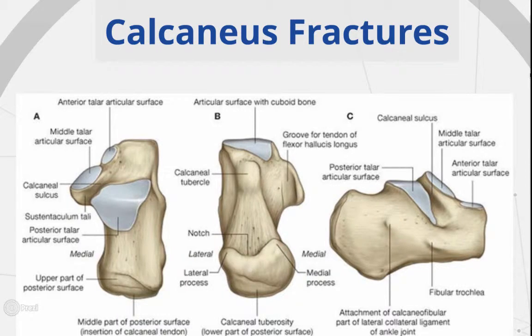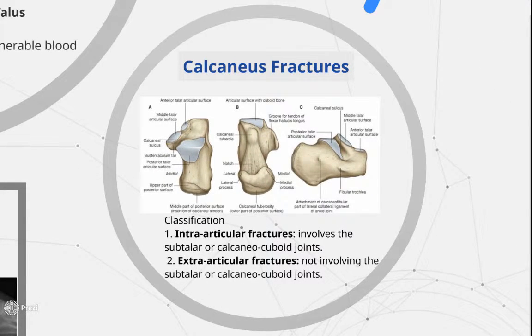Calcaneal fractures are categorized as either extra-articular or intra-articular fractures. Extra-articular fractures do not involve the subtalar or calcaneocuboid joints. Intra-articular fractures involve the subtalar or calcaneocuboid joints.